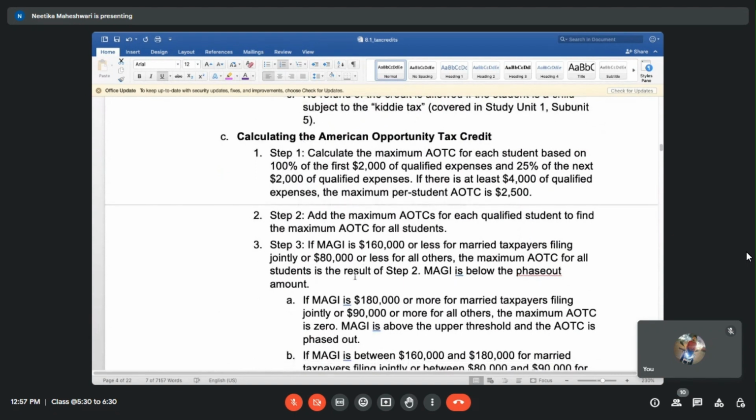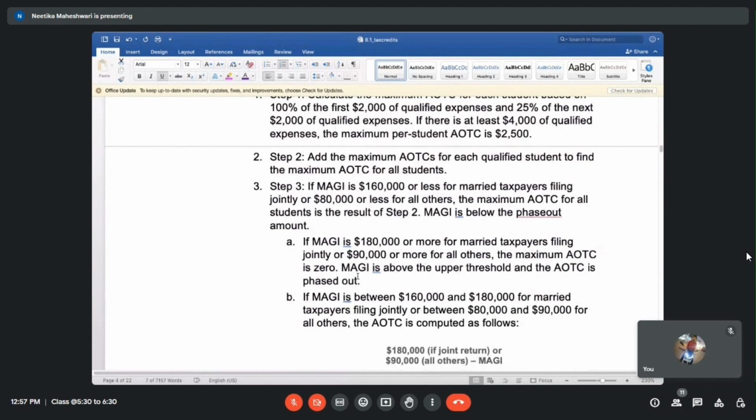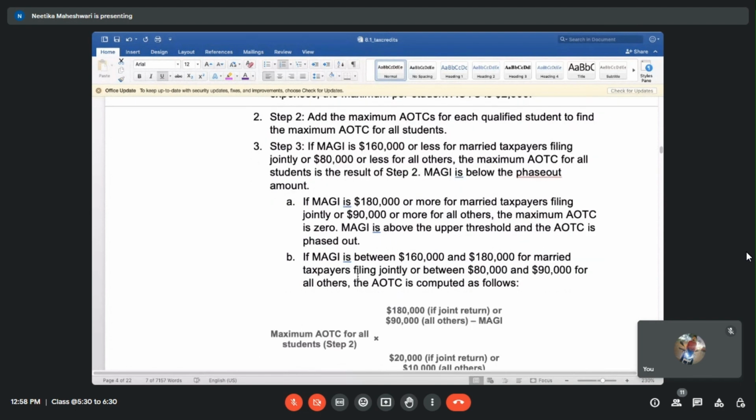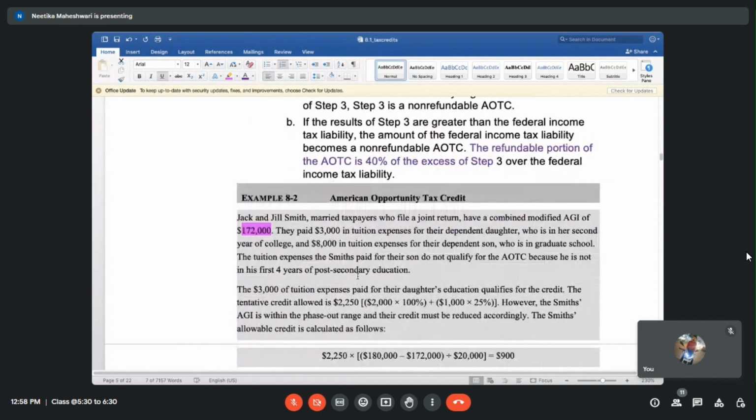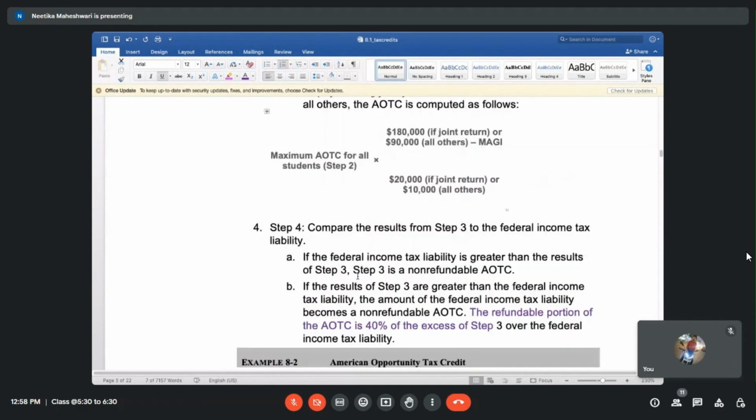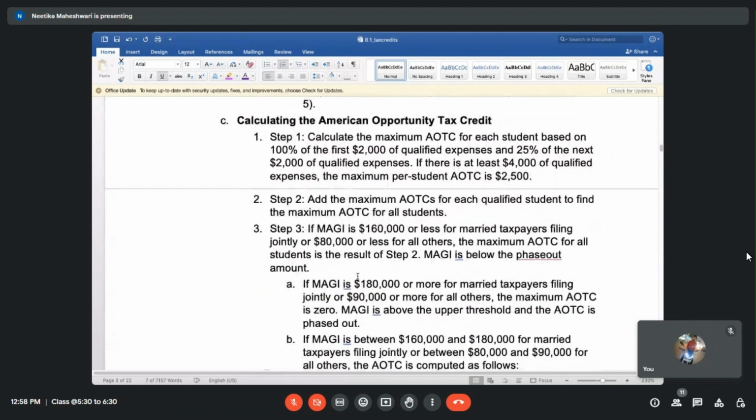Shweta? Lifetime learning credit. Perfect, lifetime learning. Is there any difference you can cite between AOTC and lifetime? For AOTC, we have the limit of 4 years, which is not there in the lifetime credit. And 20% of qualified expenses are allowed as credit in the lifetime credit, whereas that is not the case in AOTC. 40% of the credit is refundable in AOTC, which is not so in lifetime. AOTC is 100% of the first 2000 and 40% of the next 2000.